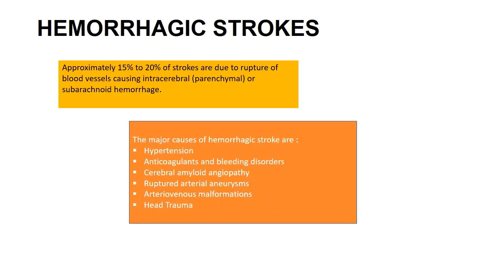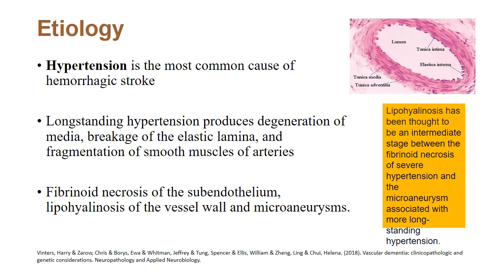The major causes of hemorrhagic stroke are hypertension. Note, hypertension is a significantly important cause of hemorrhagic stroke. Others are anticoagulants, cerebral amyloid angiopathies, ruptured arterial aneurysms, arteriovenous malformations, and head trauma. Hypertension, as discussed, is the most common cause of hemorrhagic stroke.